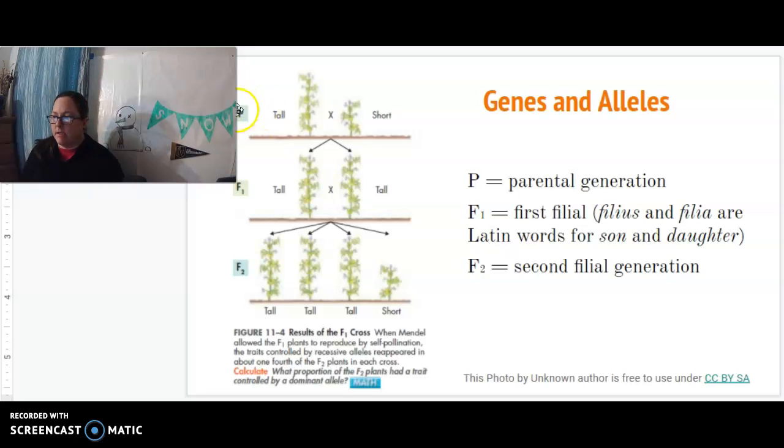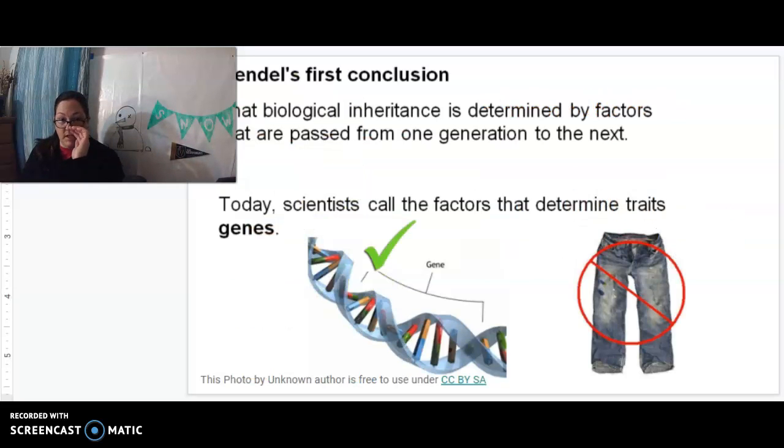You'll see that they label these the P generation. P is for parent. F1, first filial. Filial is son or daughter. So those are the offspring. And then the F2 generation would be the second filial generation. So you'll see that on different things. All right, so his conclusion. His first conclusion, again, biological inheritance is determined by factors that are passed from one generation to the next, right?